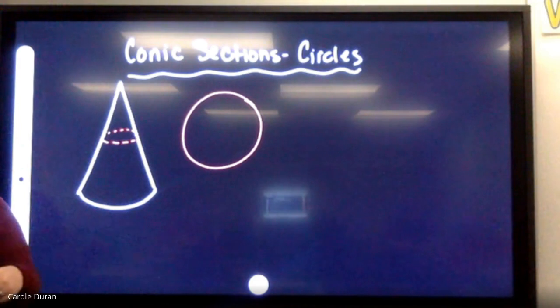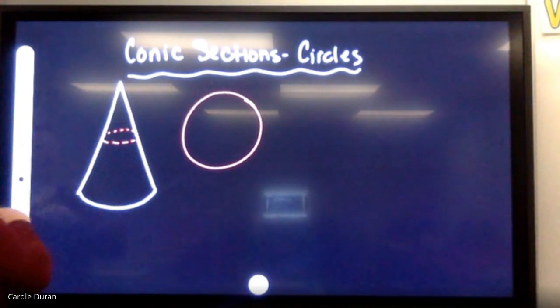Haha, because circles have a center. Okay, that was not funny. They also have a circumference and a radii. They also have a side.